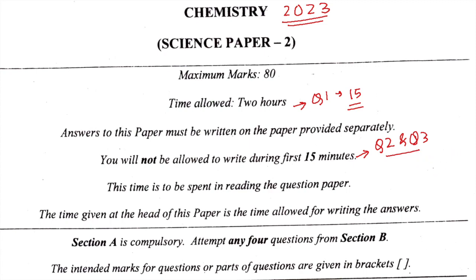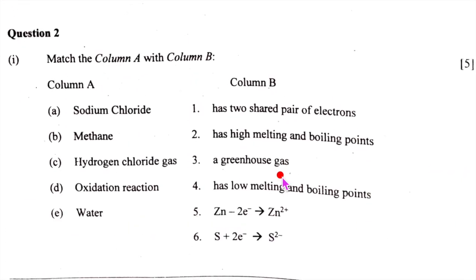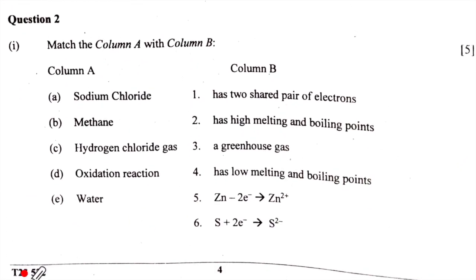Let us look at our question 2. Question 2 is here. Can you see this is T23? So this is 2023 chemistry ICSE board paper. Let us look at your question number 2. The first one says match column A with column B. Now column A is here.